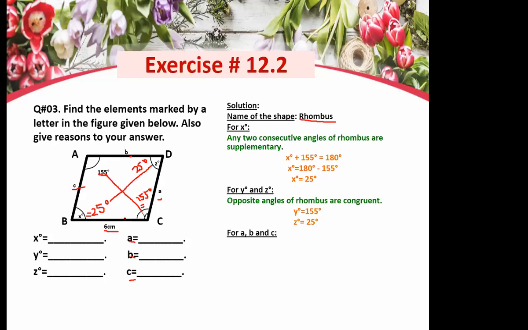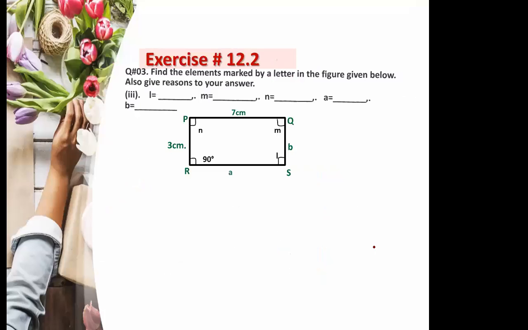For the sides A, B, and C, you will write down the postulate: all the sides of a rhombus are congruent. Now, if one side is equal to 6 centimeters, then A will also equal 6 centimeters, B will also equal 6 centimeters, and C will also equal 6 centimeters. Okay, all the sides are equal to 6 centimeters. Right. Now, move on to the next one.